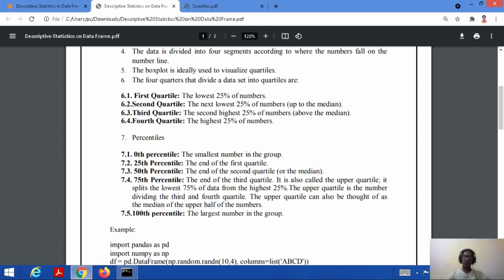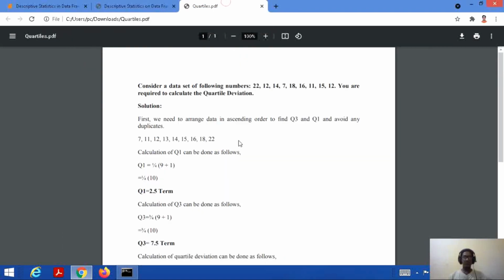It is better to understand one example to understand the concept of quartiles. So how can we calculate the quartiles? Let's understand. We have been given a data set like 22, 12, 14, 7, 18, 16, 11, 15 and 12. These are the respective values. These are 9 values. We are required to calculate the quartile deviation. So how to solve this problem?